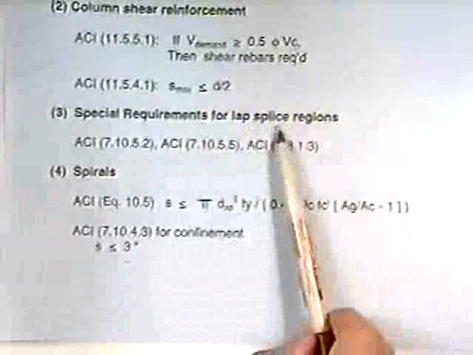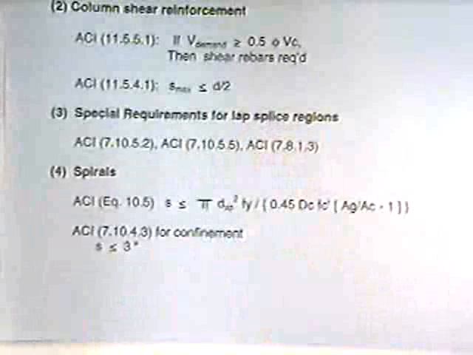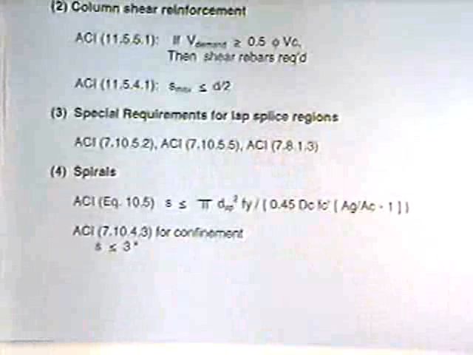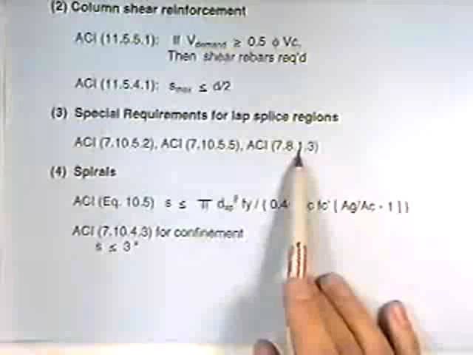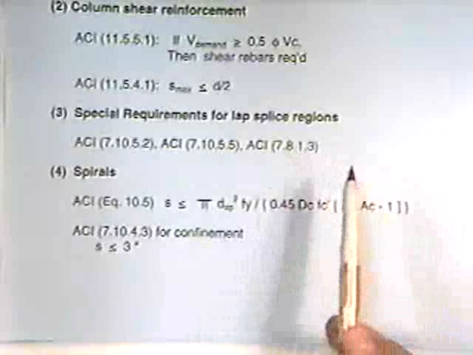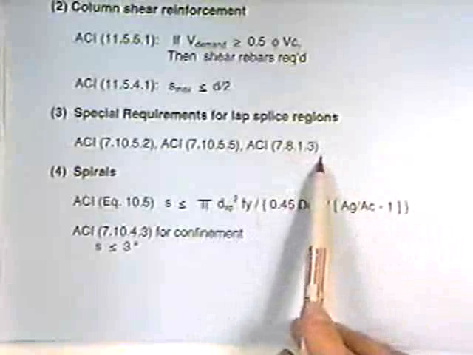Now, there's also special requirements for lap splices. So when you have to overlap these bars, you have to provide additional ties to make sure that that splice performs well under earthquake-type loads, etc. And those are in these sections of the code. I just identified those for you now. On an exam, I hope to God they wouldn't ask you something like this.